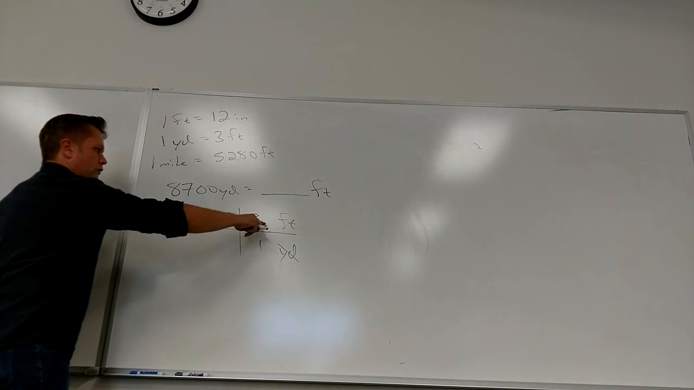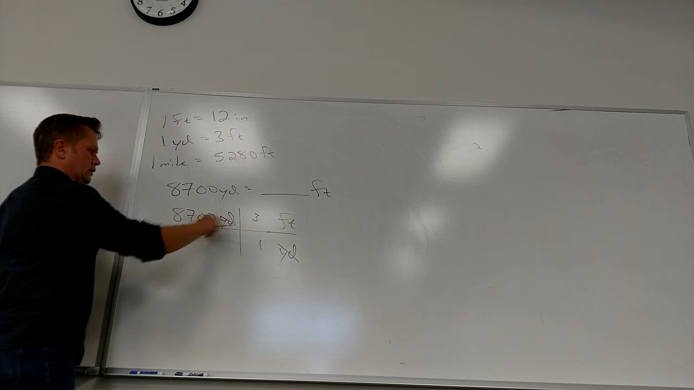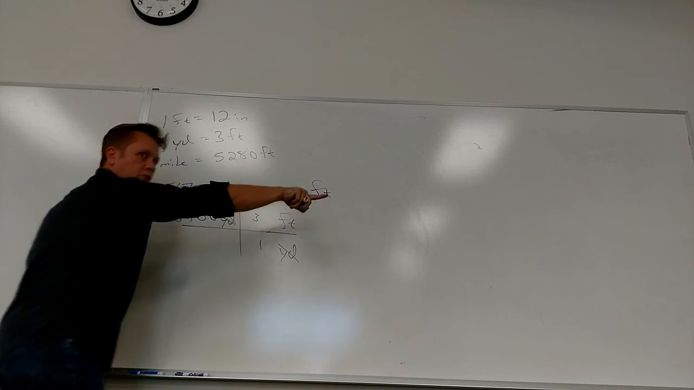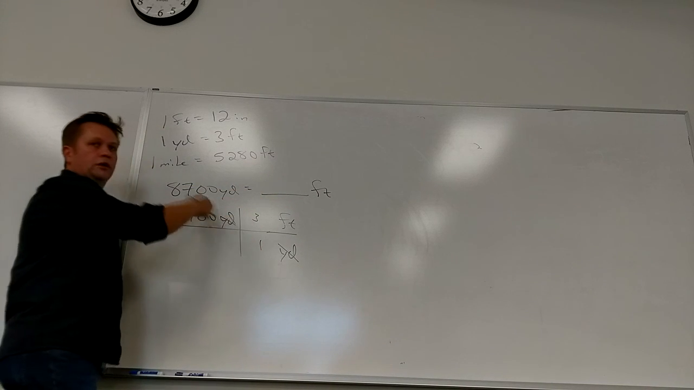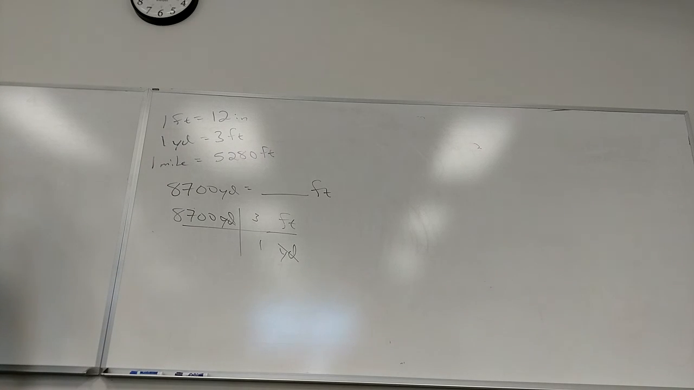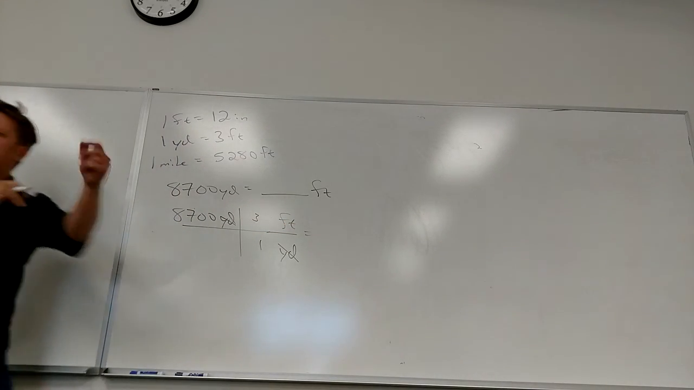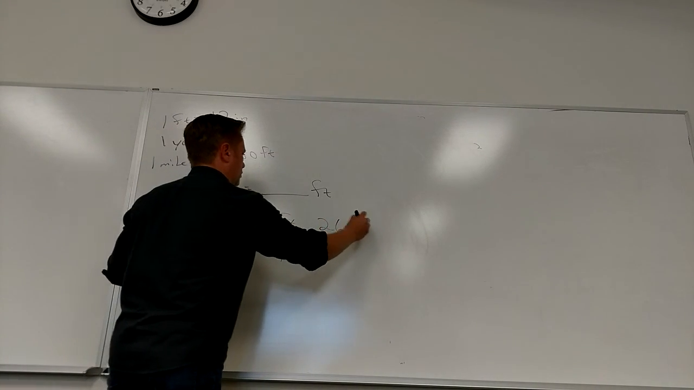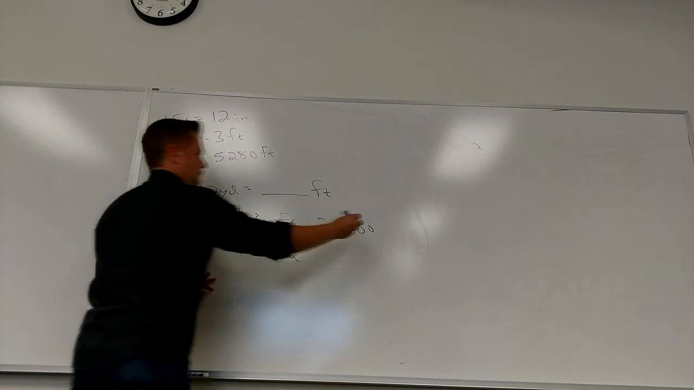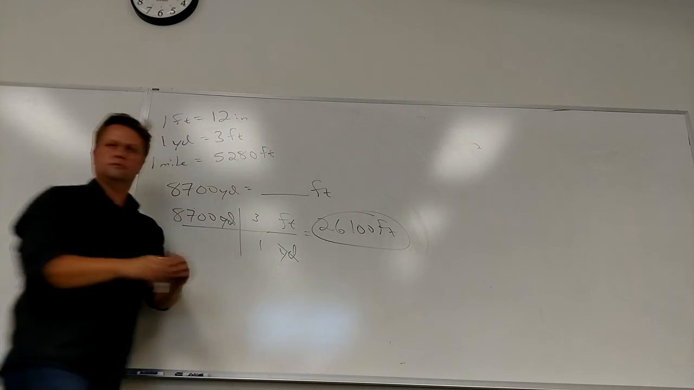So now what do I do? What does this tell me to do with these 2 numbers? Well, it's up top, so I'm going to multiply. If that was down here, I would divide. That's all there is to unit conversion. That's it. So what is 8,700 times 3? 26,100. Beautiful. 26,100 feet.